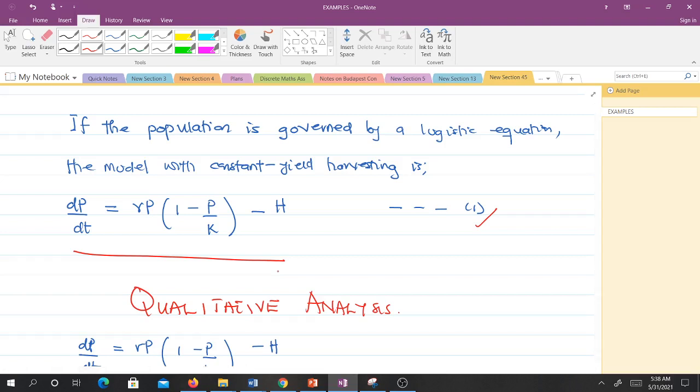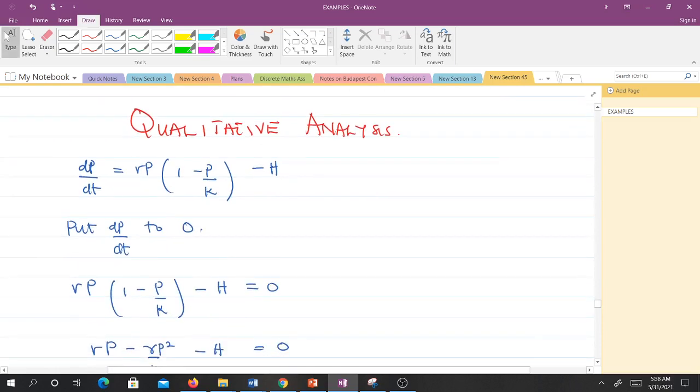Because we are going to go through the qualitative analysis of it. So we have dp/dt is equal to rp times 1 minus p over k minus h. So this part alone is the logistic growth model, and this here is the constant yield harvesting rate. Okay, so we have to analyze it qualitatively. So the first thing that we do is to find fixed points. And to find fixed points, we put the derivative to 0. So we put the dp/dt to 0.